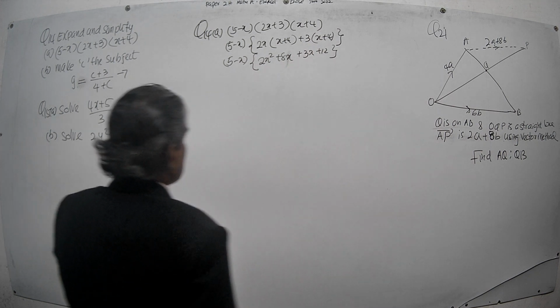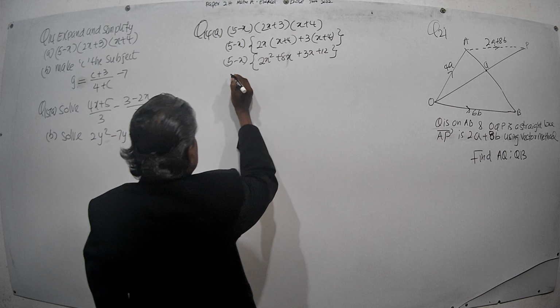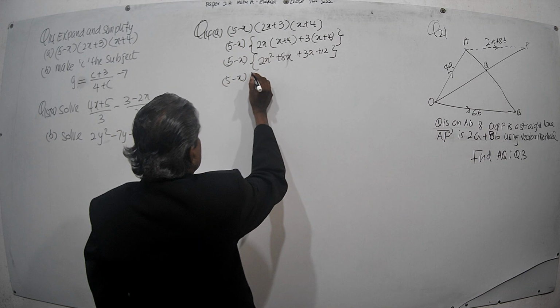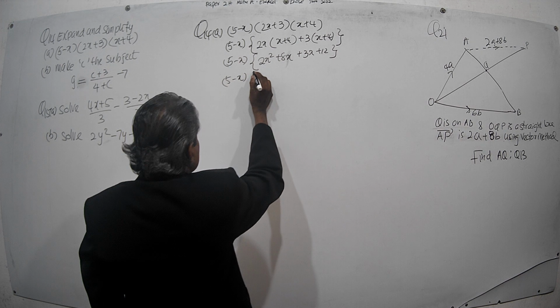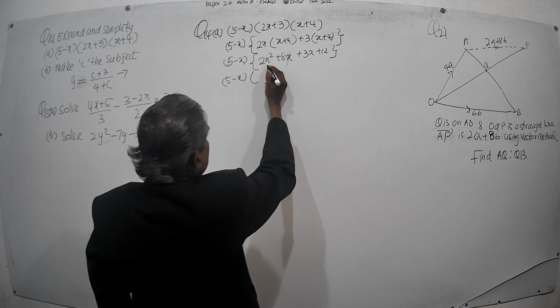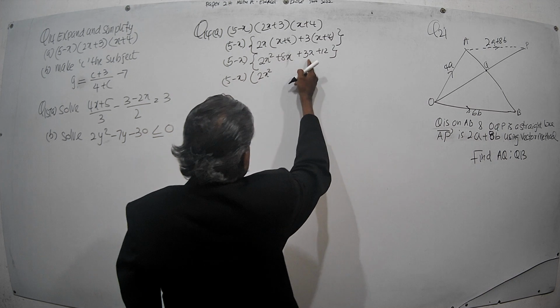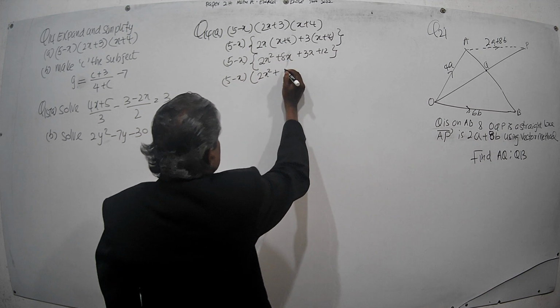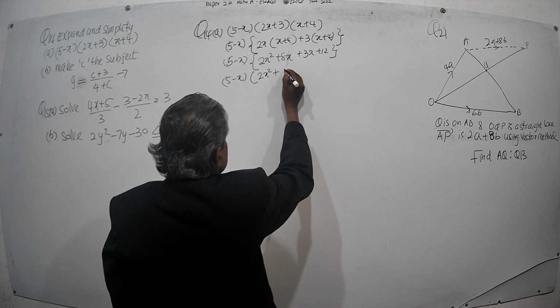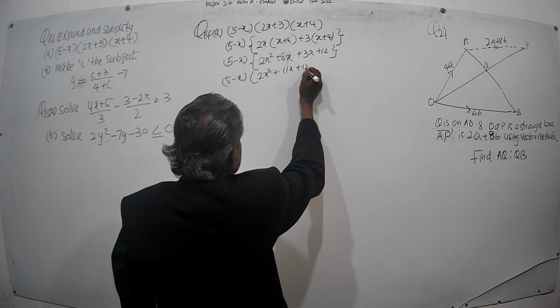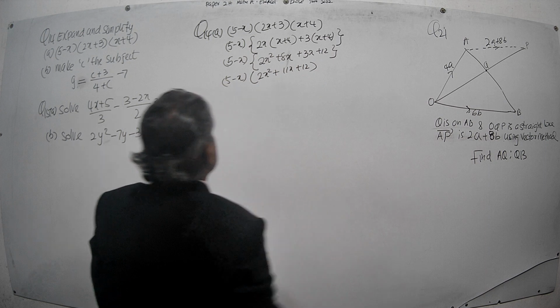Right. Now you can simplify this. It comes to be a quadratic expression. Then this will be 2x square. Then 8x plus 3x are like terms. You can add them together. Then 8 plus 3 is 11x. Then plus 12. Okay. Right. Now these are the steps.